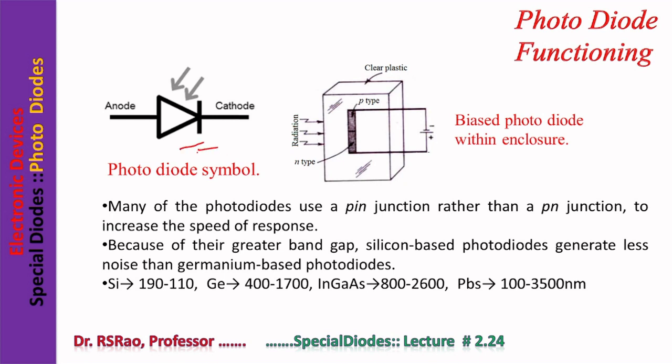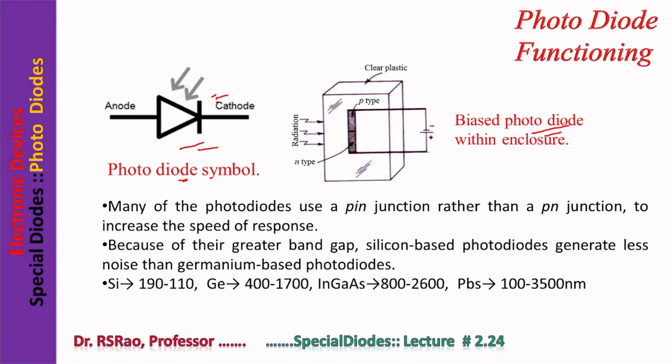It is the symbol of an ordinary diode with a small modification. Two arrows are included in the symbol of the ordinary diode. We can see these arrows indicate light from outside falling over the diode. One can notice the similarity between the symbols of photodiode and LED. In LEDs also, there are two arrows, but the arrows are pointing outwards, away from the diode. Here in the photodiode symbol, the direction of the arrows is towards the diode.